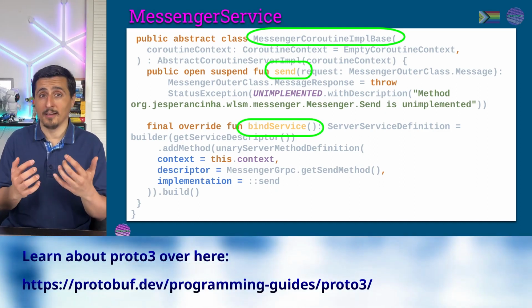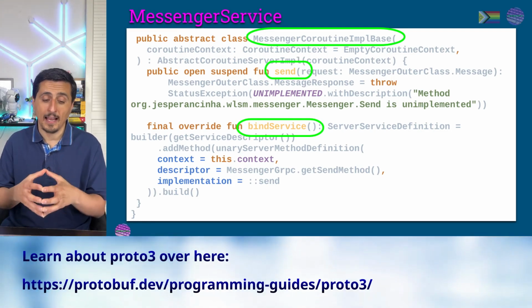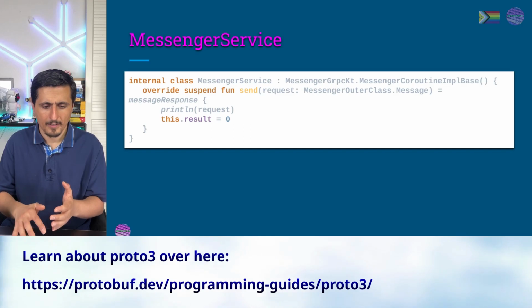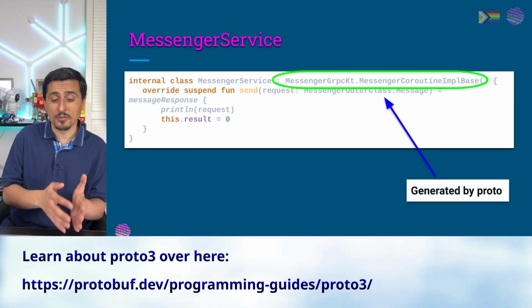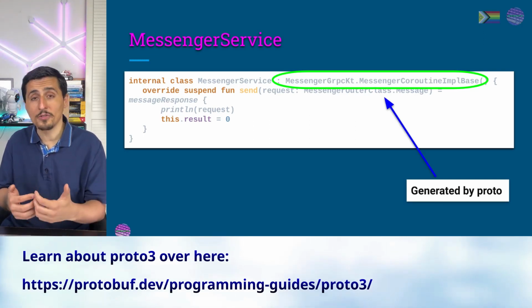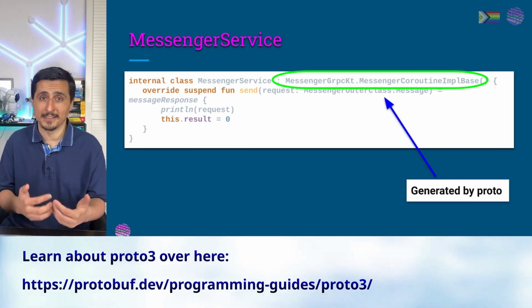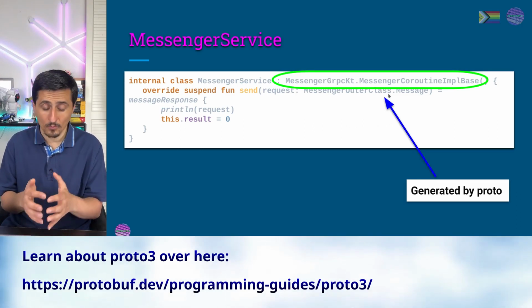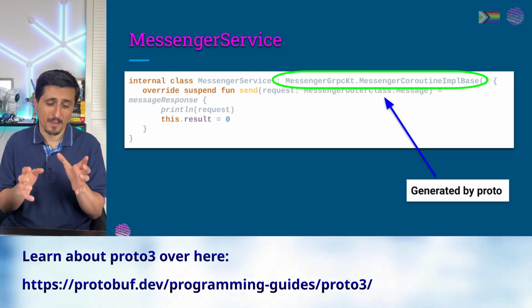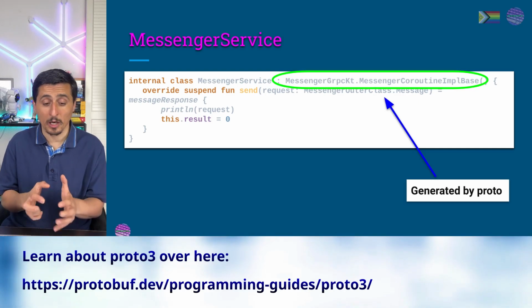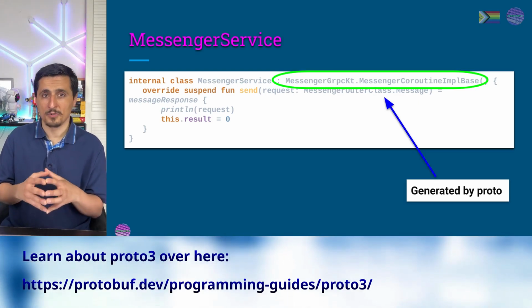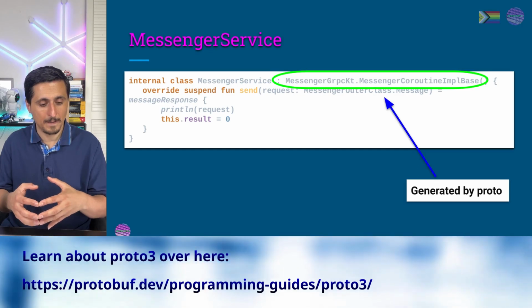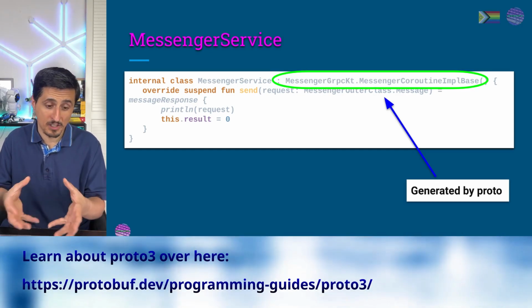Well, that's because we need to extend this class, create a subclass out of it, and implement the send method. And this is one example. This is the messenger service that is going to implement the MessengerCoroutineImplBase and therefore override the send method. This is of course generated by Proto here, and we can see that we are in our send method. We are returning a message response, we are printing the request to the console, and we are saying that the result is 0. So the idea is a bit to mimic what you get in the shell. When the result is 0, you know that it's successful.